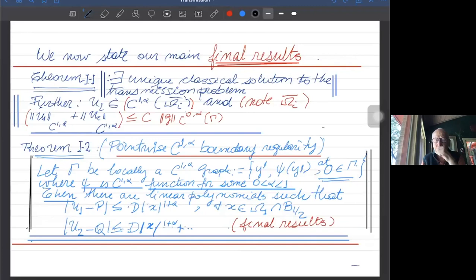So this is y prime, psi of y prime, right? It's just the description of the gamma, right? So it means boundary C1 alpha for the U1 and U2, and then C1 alpha regularity going U1. Okay, that would be the final result.